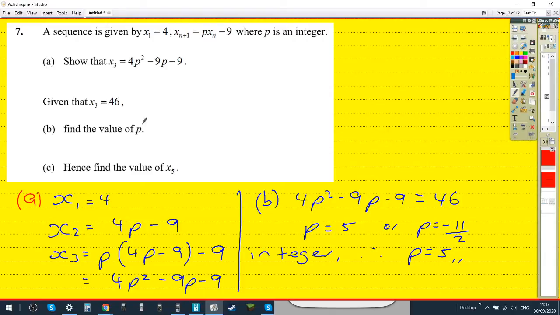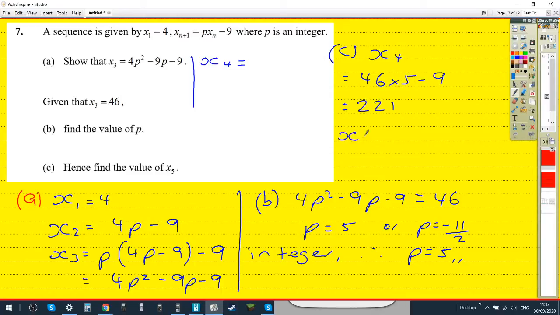I think I got some stupid answer. How do you get x4? So that would just be 46P minus 9, or 46 times 5 minus 9. Yep. Be 221. So what is x5? Yeah, I got 1096.